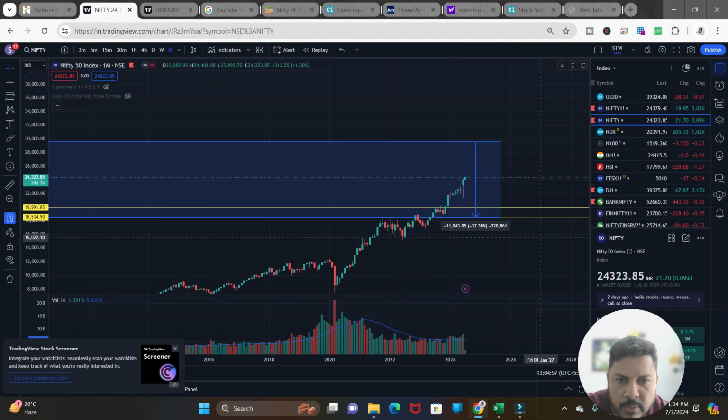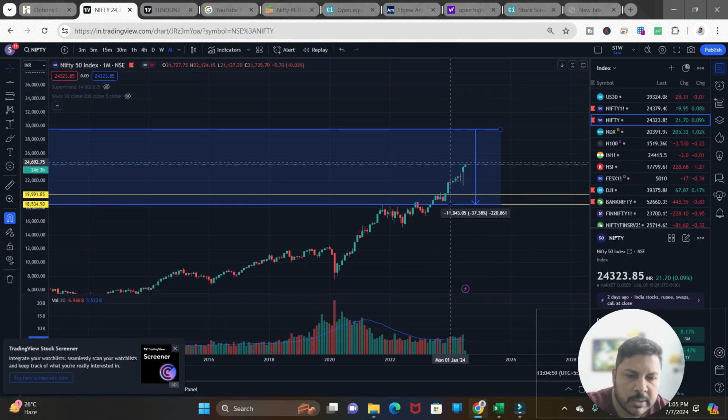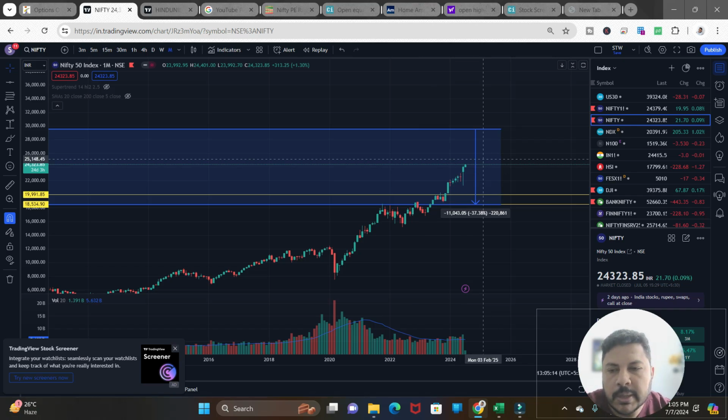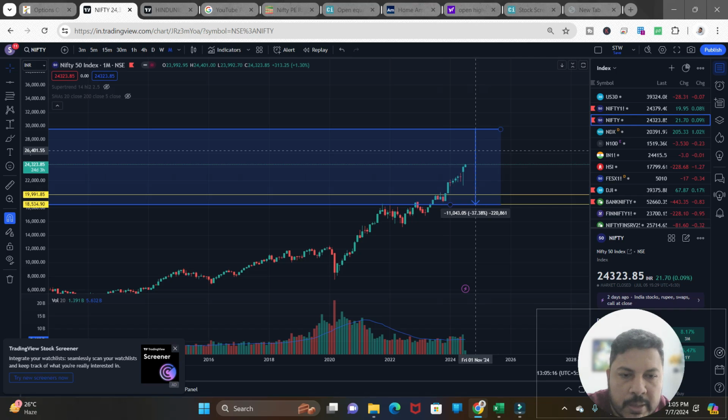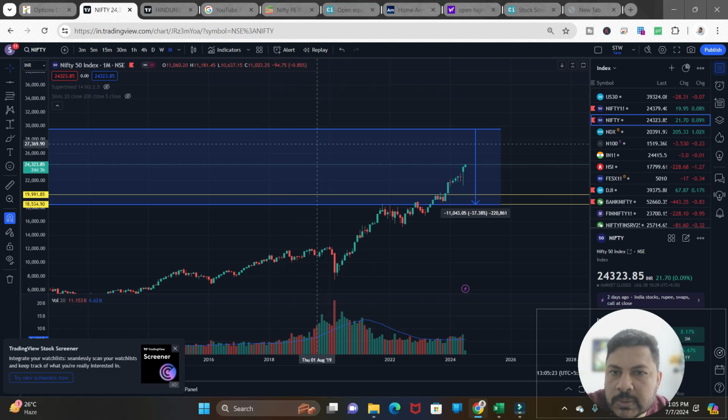So Nifty can go up to 30,000, then we can expect some kind of retracement. This is a simple breakout logic I'm telling, but it can hit 30,000, may not be immediately, it can take some time. Anything can happen in the market, and there can be a volatile session, or if the budget comes very well, then it can hit 30,000 so easily. So that is one thing you need to look at.